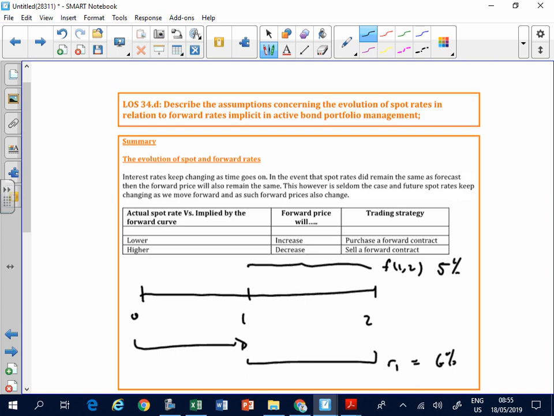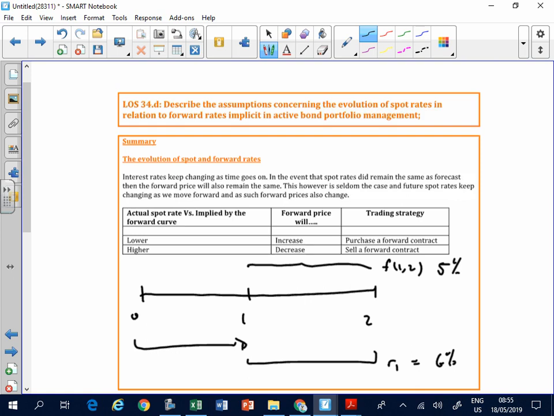So at the end of the day, you're making your determination on rates, not based on the spot rate, but based on the future spot rate, which are the forwards. So if the actual spot rate were higher, the forward price will decrease, because higher rate, lower price. Therefore, what would you do? You sell a forward contract. You lock in that rate now, because you expect the spot rate in the future to increase.